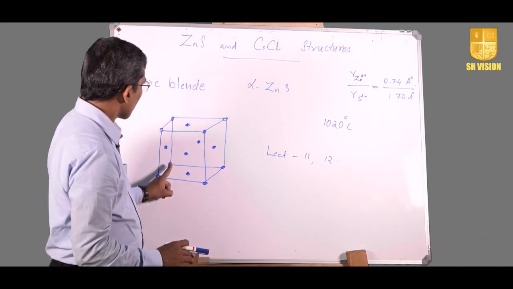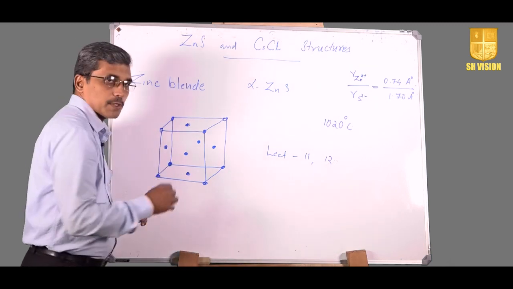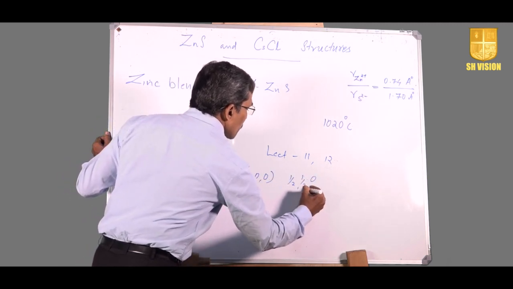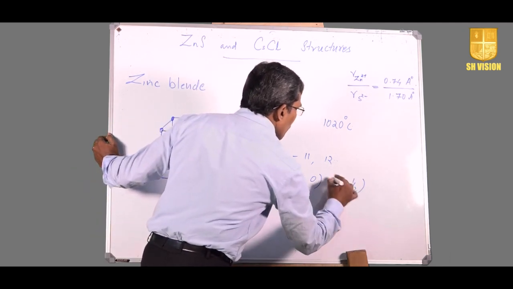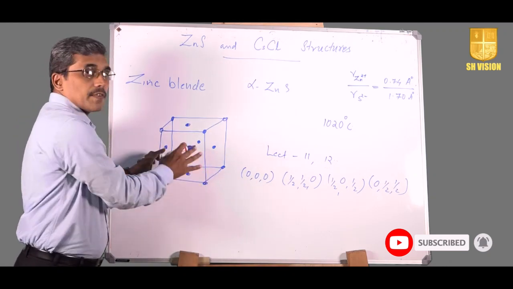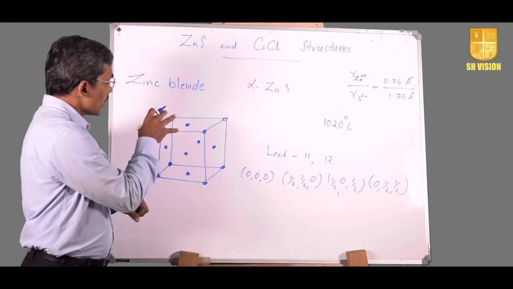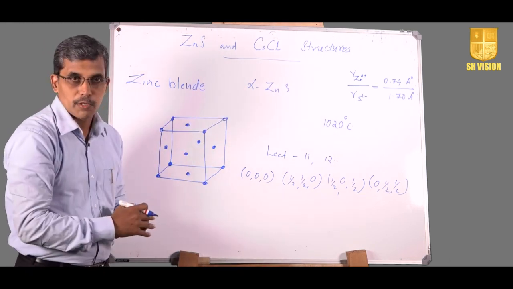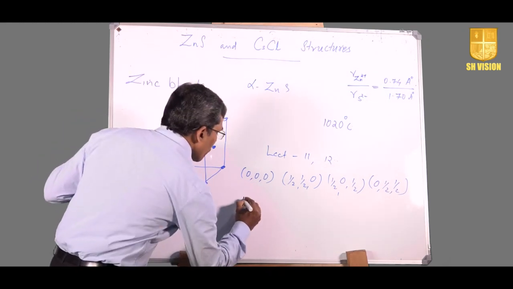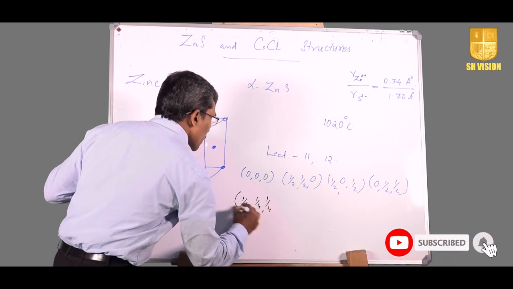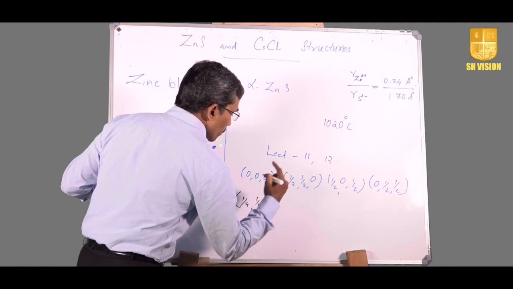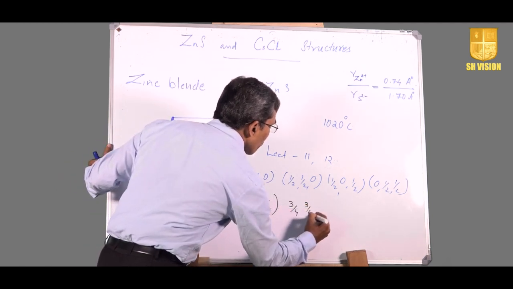So if we analyze the sulfide ions, the lattice positions are 0, 0, 0, then 1/2, 1/2, 0, 1/2, 0, 1/2, and 0, 1/2, 1/2. This represents the coordinates of the sulfide ions in the first face-centered cubic Bravais lattice, whereas the second face-centered cubic Bravais lattice, which is pushed along the main body diagonal by 1/4, 1/4, 1/4, therefore has zinc ions at 1/4, 1/4, 1/4. We are speaking with respect to this particular face-centered cubic Bravais lattice. So the positions of zinc ions are 1/4, 1/4, 1/4, then 3/4, 3/4, 1/4.